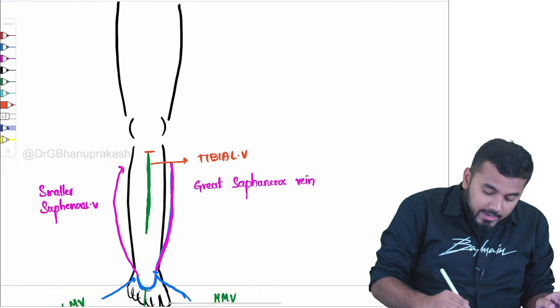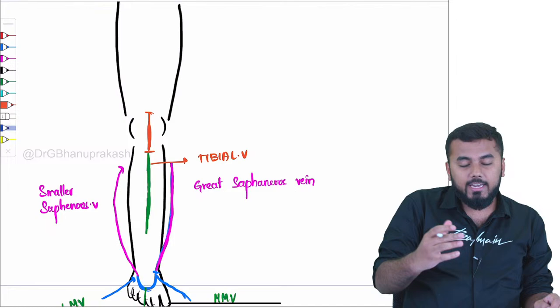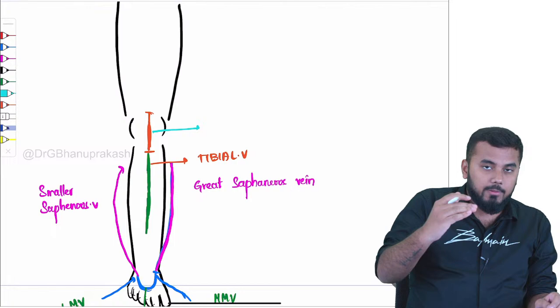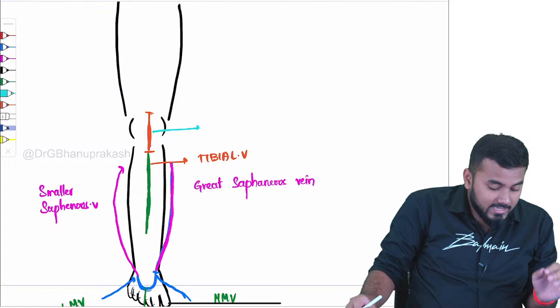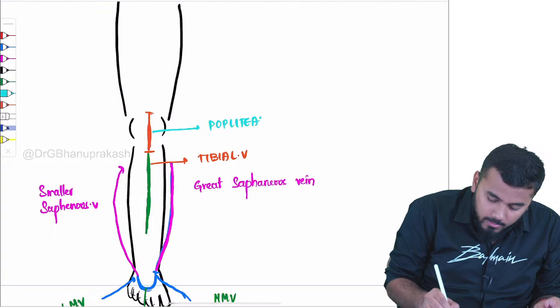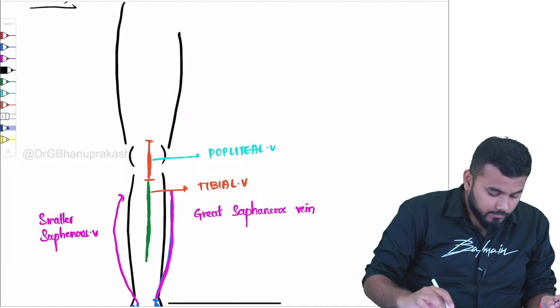Now, this tibial vein drains into another vein. Now you will tell me where this vein is and what vein can I call it as? What is the location where this tibial vein is draining into? Tibial vein is draining into a small vein that is located at the popliteal region, and this vein is called as? Excellent, excellent. It is popliteal vein. After that, we call it popliteal vein, yes.